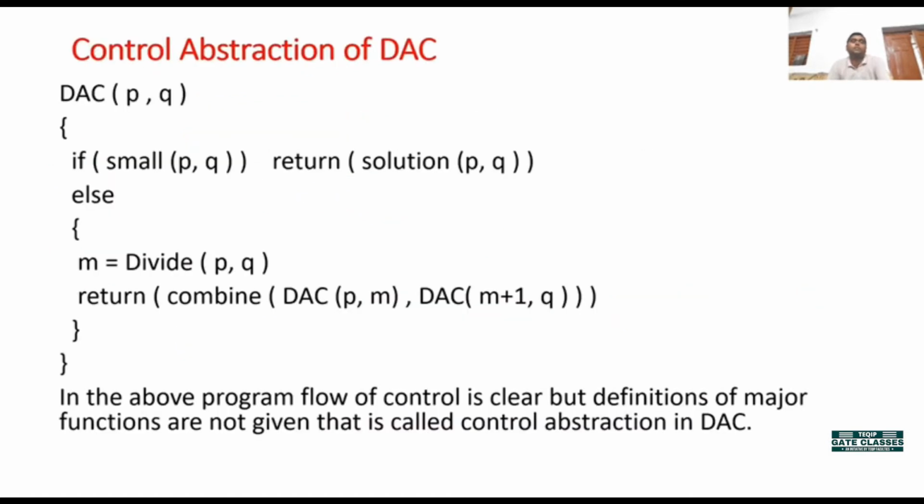Now this is the control abstraction of the divide and conquer strategy. Control abstraction means we are just showing how the flow is going to work. Let us assume this is DAC, divide and conquer, and P and Q are two arguments. This is the starting and this is the closing. This is the initial condition: if the problem is small enough, simply return the solution. So this is the returning of the solution.